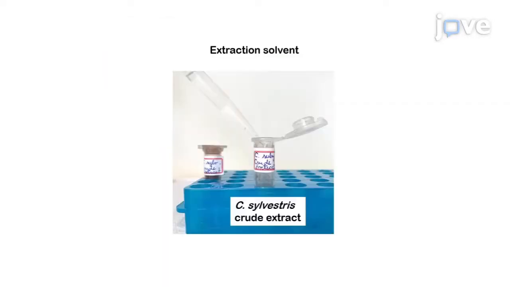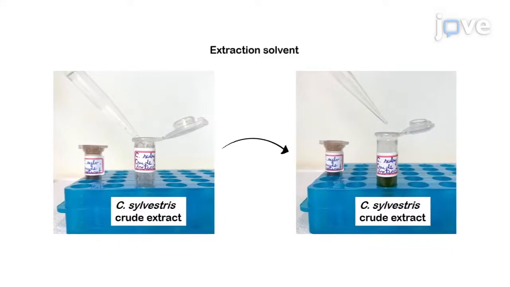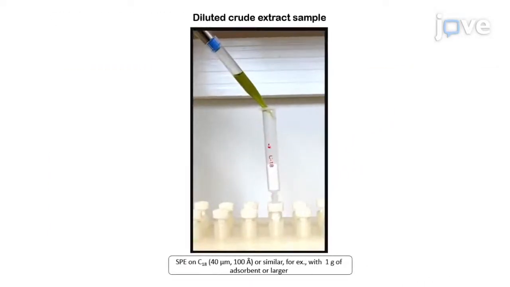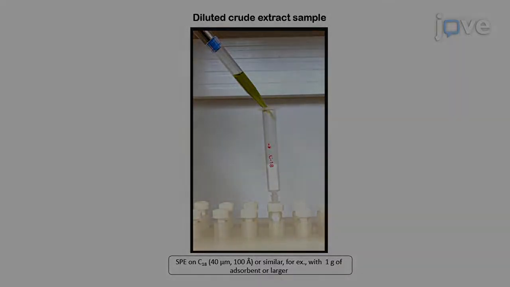For fractionation, dilute the crude extract sample to obtain a 100 mg per milliliter solution using the initial extraction solvent. Then transfer 1 milliliter of this sample to a preconditioned solid phase extraction cartridge with 1 gram of adsorbent and a capacity of 6 milliliters.